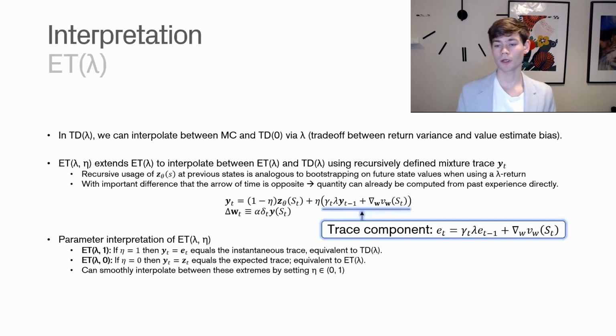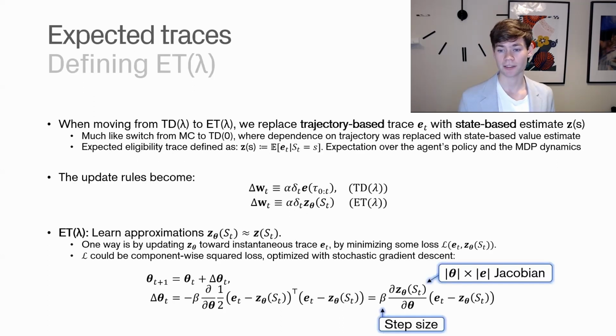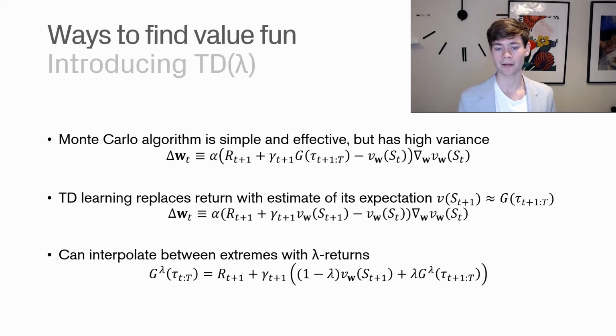Okay, another thing that we can note is that in TD lambda, we can interpolate between Monte Carlo and TD0. That's what we also talked about in the first slide. We have these two edge cases. We can actually go back all the way to the beginning where we have Monte Carlo here, TD0 here, and then TD lambda at the bottom.